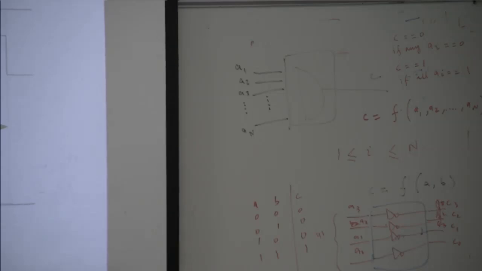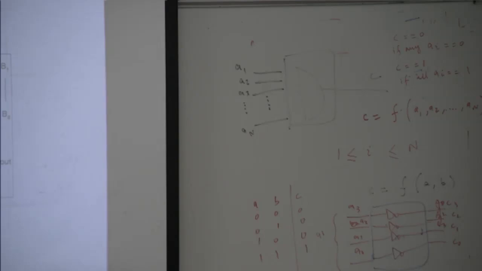During time t0, what is the value of A and B? 1, 1. What will be the output? 1. Then 0, 1 gives 0. So the output will make a transition from 1 to 0. Then we have 1, 0, and the output is 0. Then 1, 1 gives 1, 0, 1 gives 0, 1, 0 gives 0, and 1 gives 0. Any question? Should we proceed?